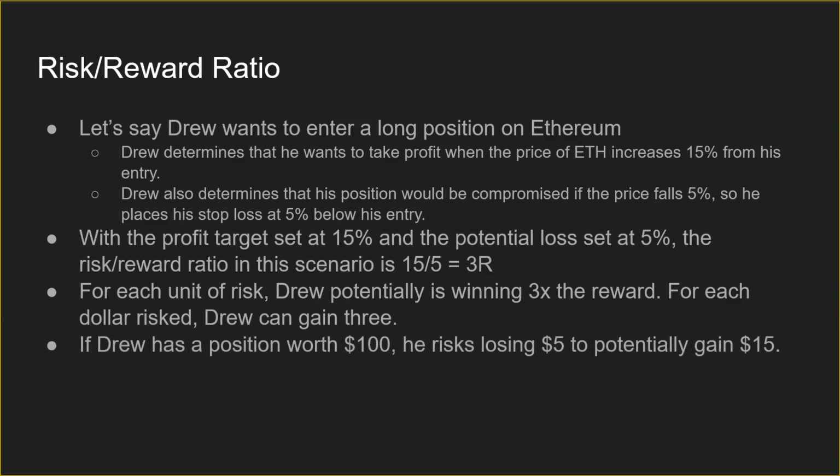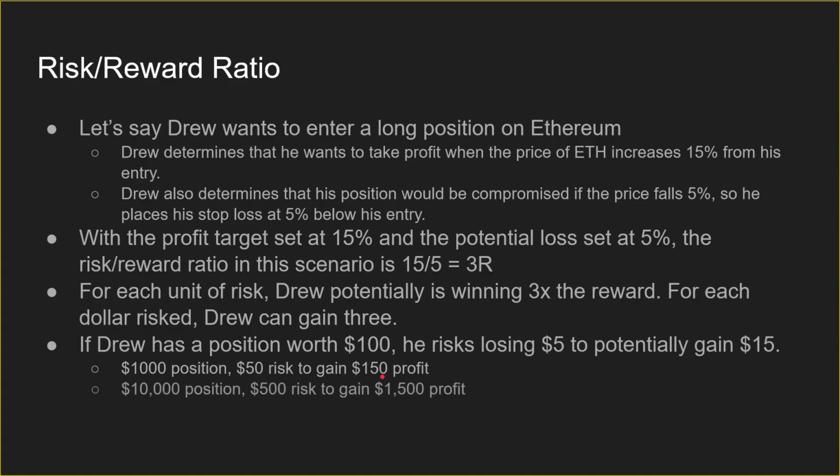If Drew has a position worth $100, he risks losing $5 to potentially gain $15. Now, if he's using a $1,000 position, he's risking $50 to gain $150. A $10,000 position, he risks $500 to potentially gain $1,500 profit.